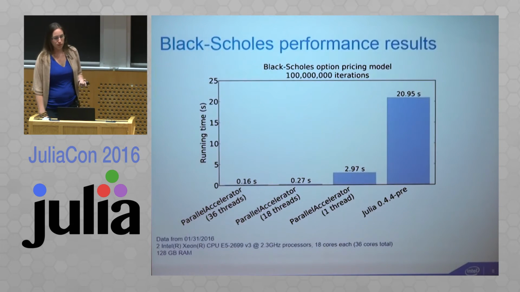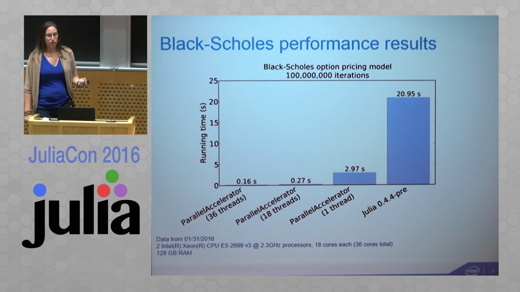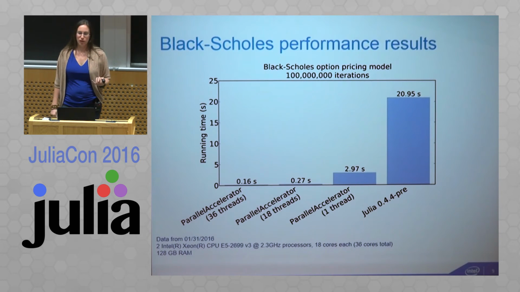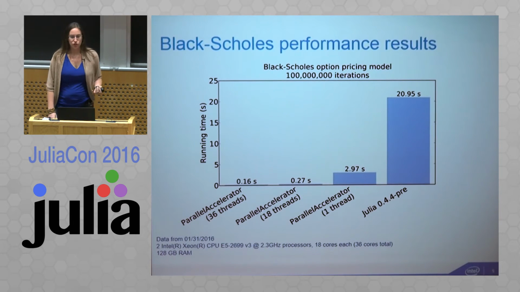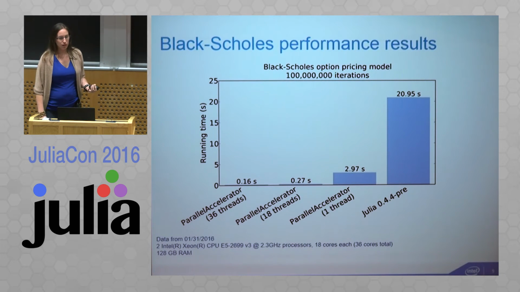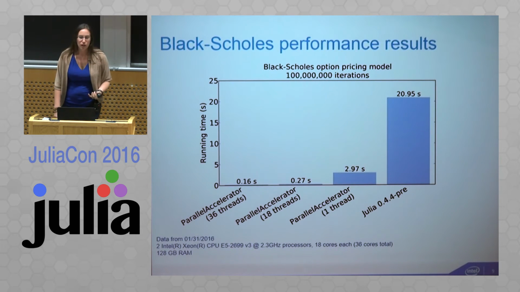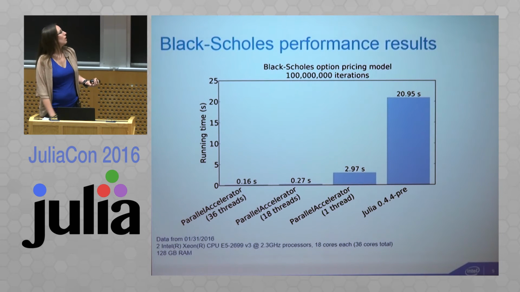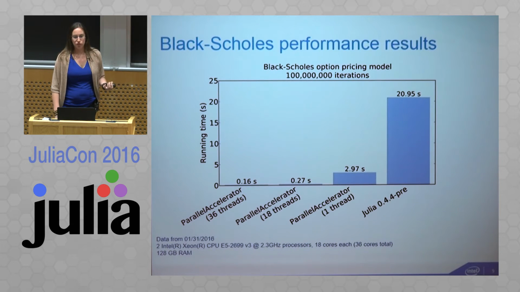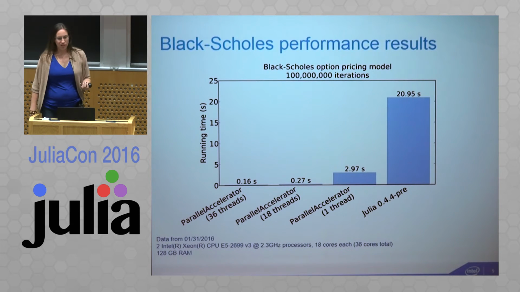So here's what happens when you run it. These are performance results for Black-Scholes when each of those array arguments has 100 million elements. The first 3 bars here coming from the left show performance results for ParallelAccelerator using different numbers of threads. This is on a 36-core machine. So with 18 threads, ParallelAccelerator runs in 0.27 seconds. With 36 threads, matching the number of cores on the machine, it drops to 0.16 seconds.